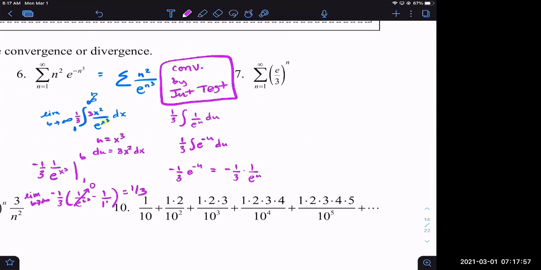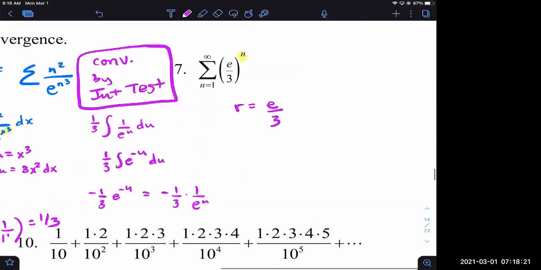Geometric. Do you guys see this as geometric? Anytime you have a quantity raised to the n, especially if everything on the inside is a number, e is a number, then that's our ratio. So our ratio is e over 3. Which, by the way, if you did the ratio test, the n plus 1 term divided by the nth term, you would end up getting e. So you could go the long way, but we don't have to.